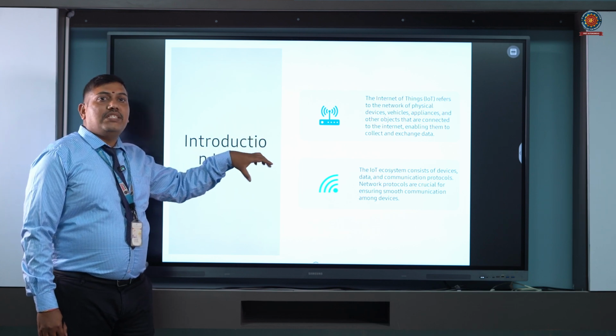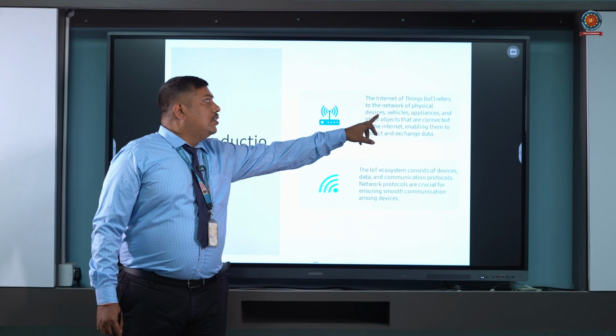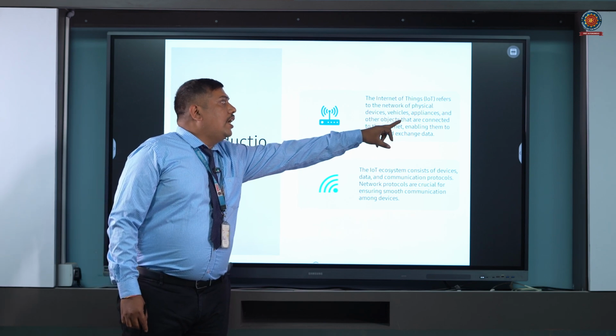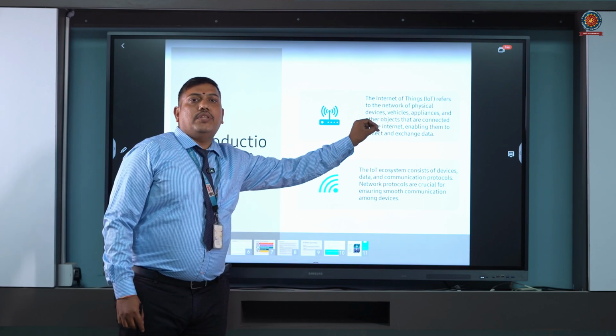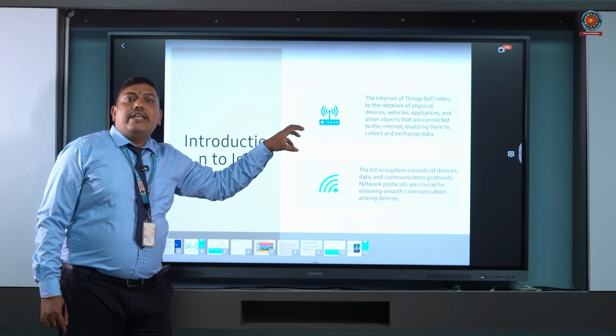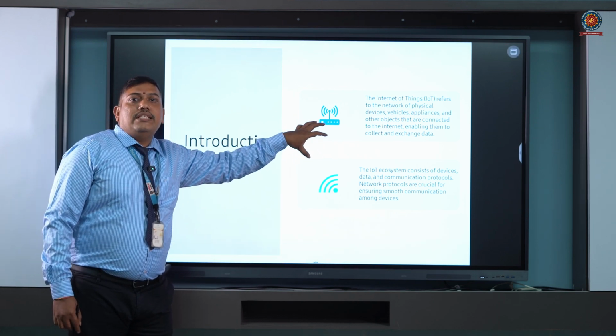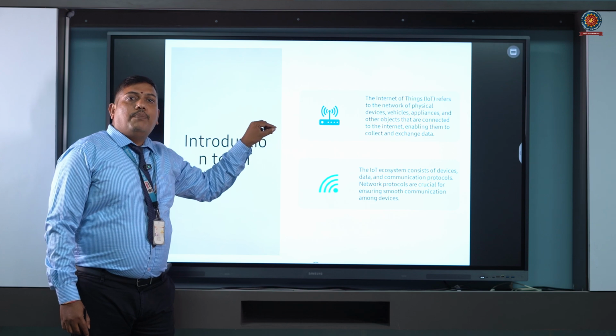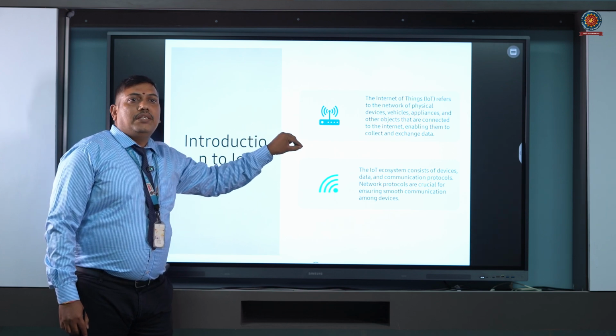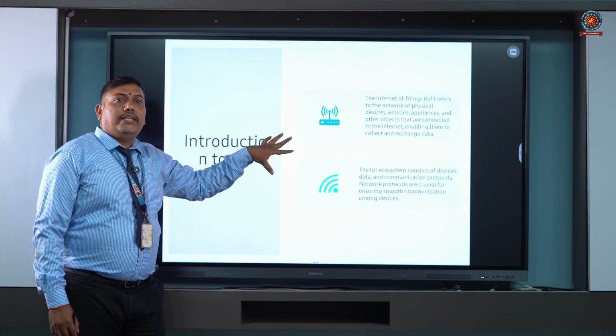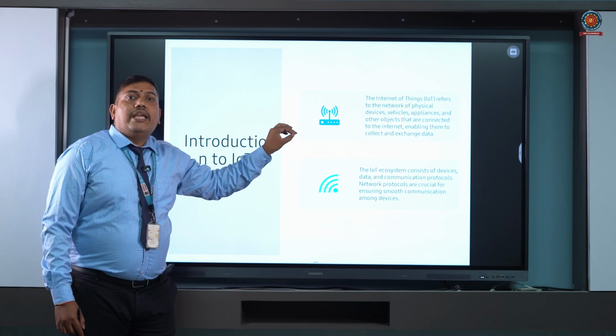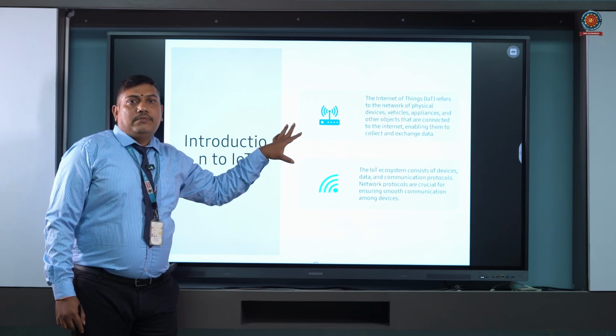So what type of things do we have to connect? Here you can observe devices, vehicles, appliances, and objects connected to the Internet. The main concept is that whatever things you connect here, you must connect them to the Internet. Without the Internet, if you connect things in IoT, that is called M2M, machine to machine.